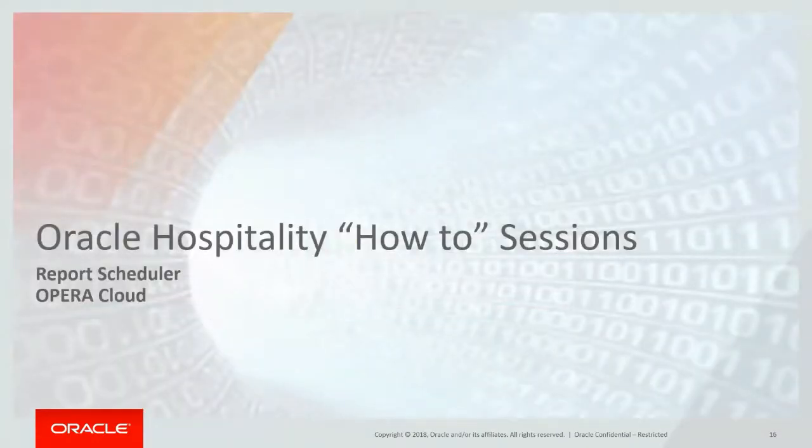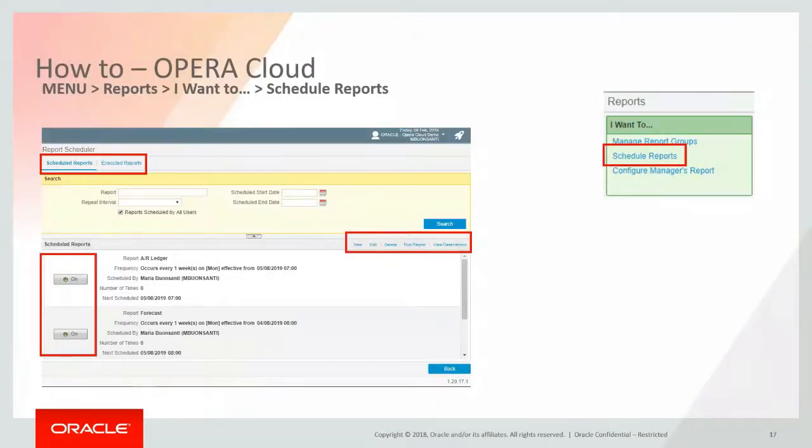Now moving on to our report scheduler for Opera Cloud. In Opera Cloud, we can navigate to Report Scheduler by going to Menu, Reports. And once the page loads, the green section at the top will have Schedule Reports. Once we are on the screen, we can also search among existing report schedules using the filters in the yellow area, just like on version 5 of Opera.